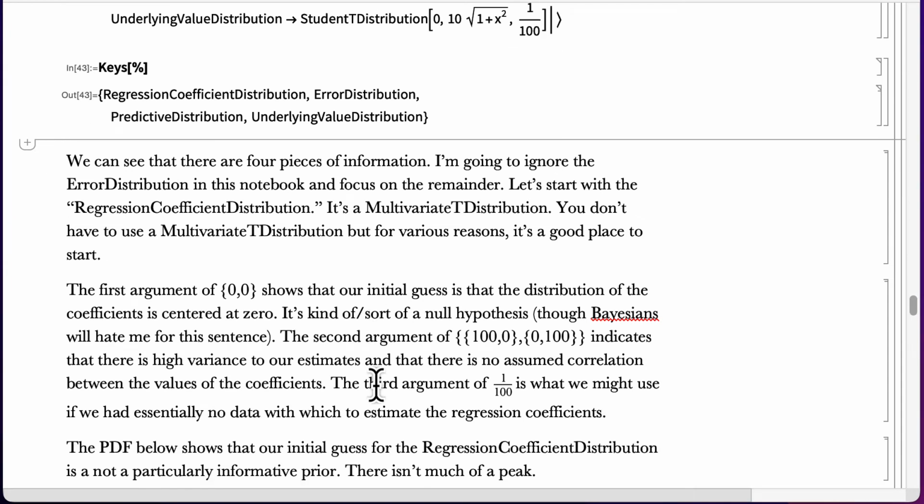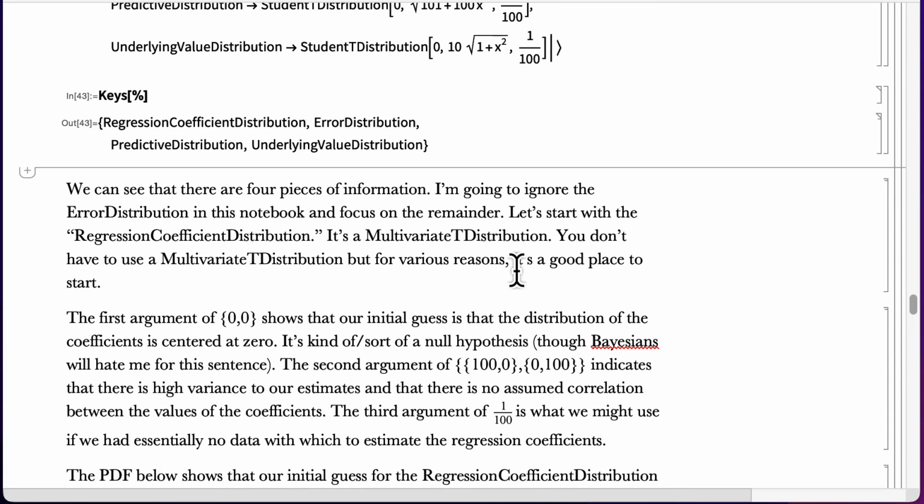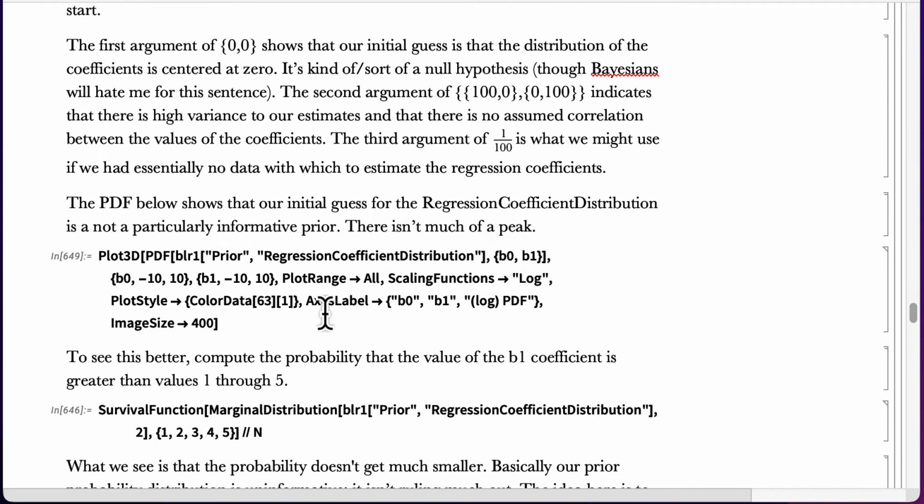So what you can see is that the first argument here is 0, 0. It's basically saying if I don't know anything, I'm going to assume that the intercept is 0 and the slope is 0. You're going to see this is saying that there's high variance, but nothing's correlated with each other. That's why these non-diagonal terms are 0, and we've got 1/100th of a degree of freedom. We don't have much data. And so I can tell you that, but let's just look at a picture of the PDF of this.